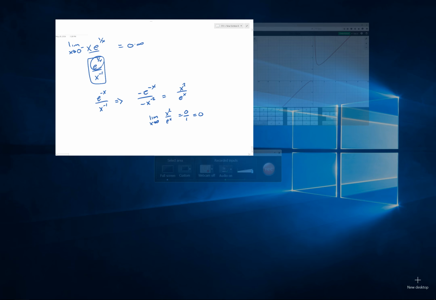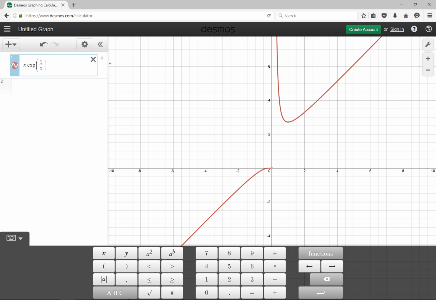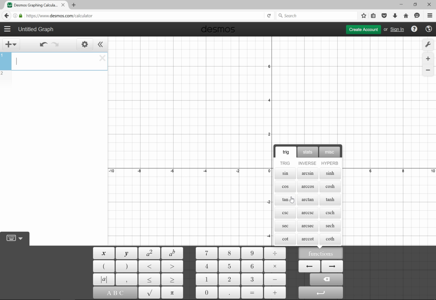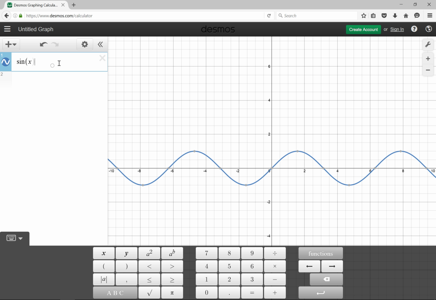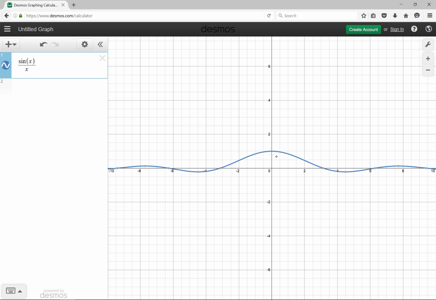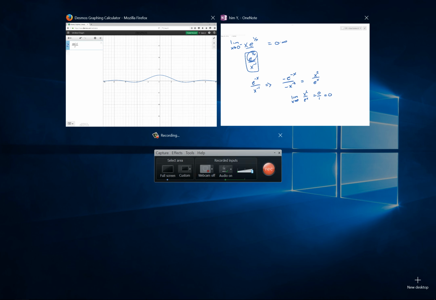So anyway, why I like the graphs is it's so easy to tell if you're right or not. For instance, I go back to the first ones we did, sine of x over x. Boom, the limit as x approaches 0 is 1, but notice it's actually undefined at 0, yes? A hole in the function. Okay?